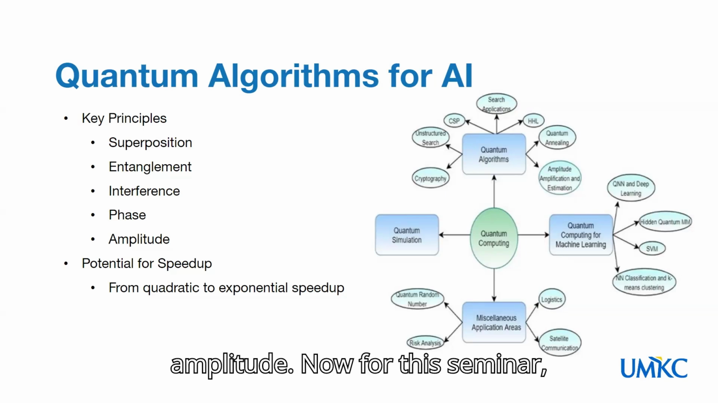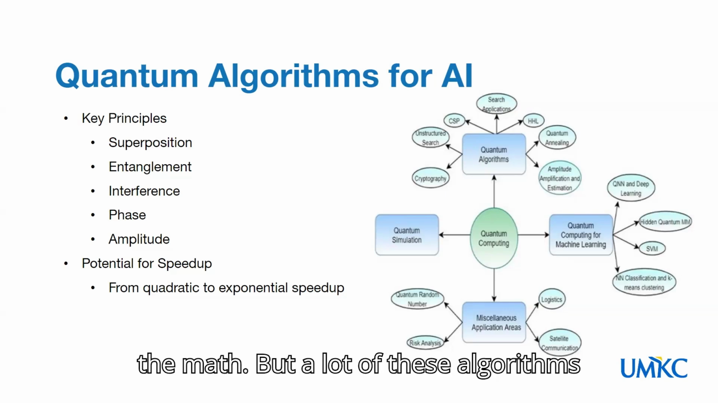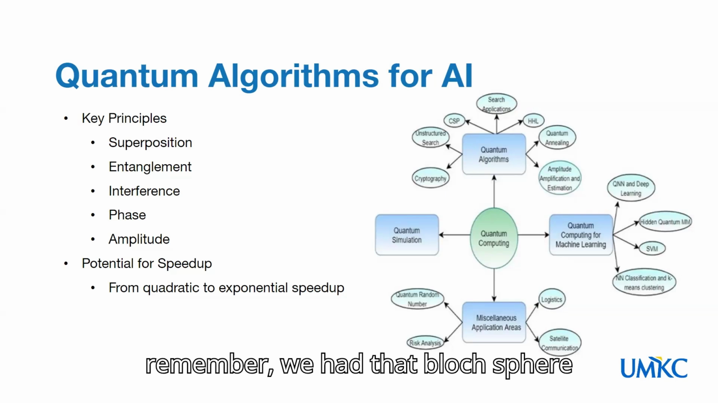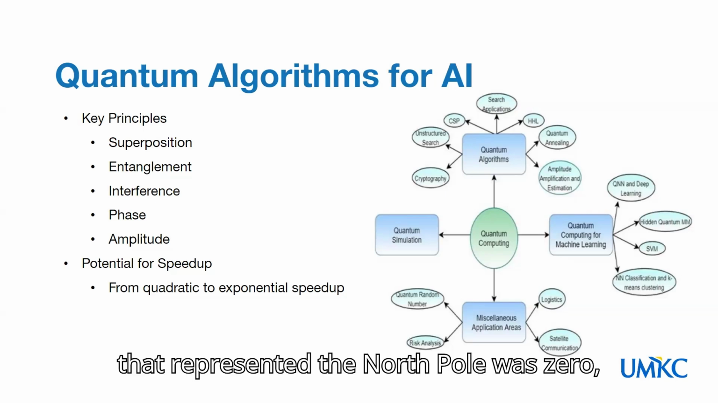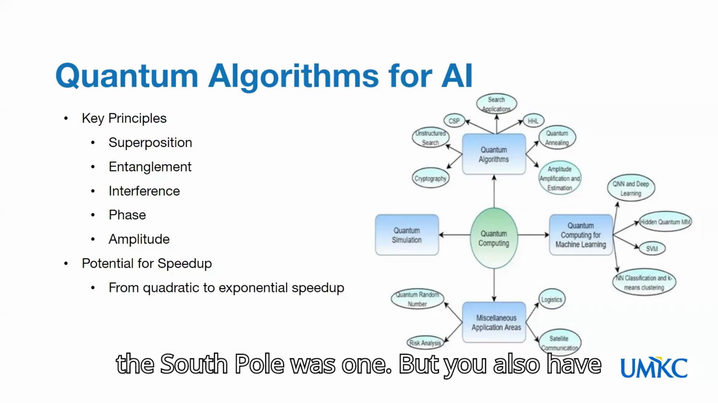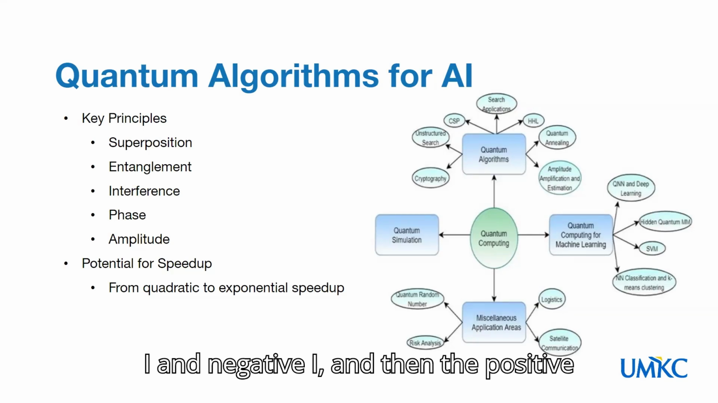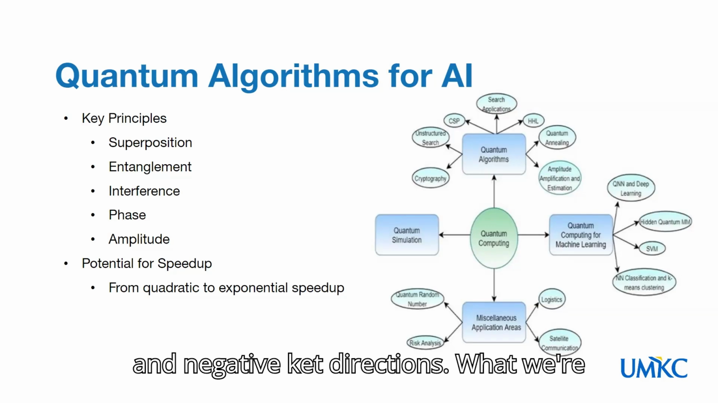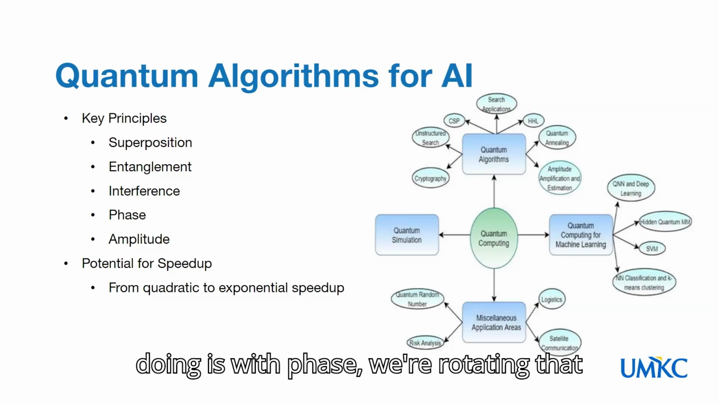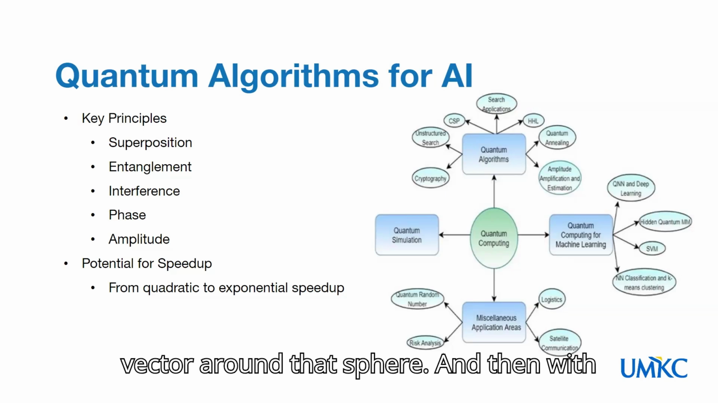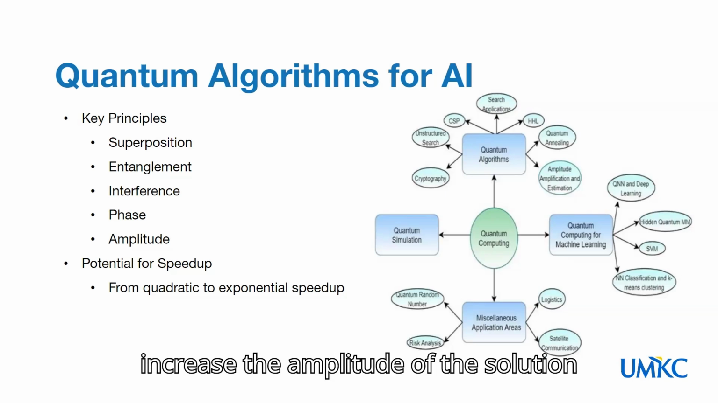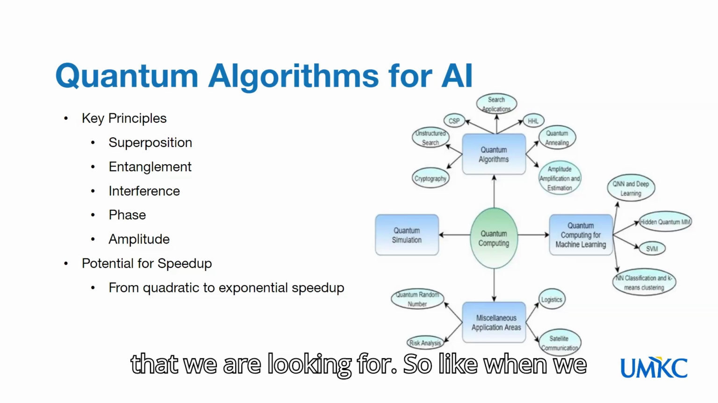Interference, phase, and amplitude. Now, for this seminar, I've said I'm not getting too deep into the math, but a lot of these algorithms work because, I don't know if you remember, we had that Bloch sphere where the North Pole was 0 and the South Pole was 1. But you also have i and negative i, and the positive and negative ket directions. And what we're doing with phase is rotating that vector around that sphere. And then with interference and amplitude, we can increase the amplitude of the solution that we are looking for.